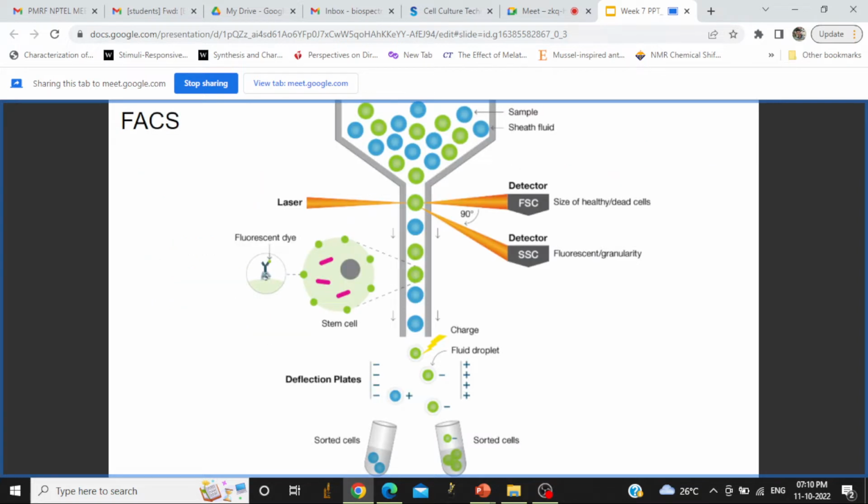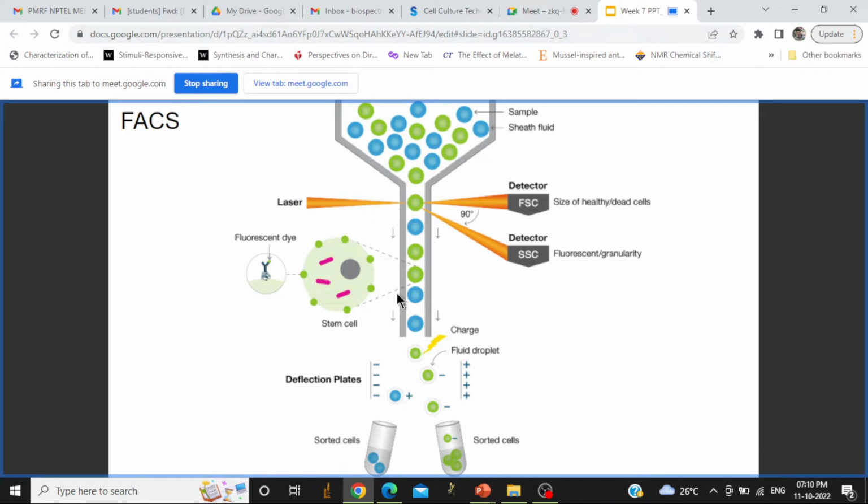I will discuss more about this FACS, fluorescence assisted cell sorting. So what happens in FACS? For example, you have a mixture of cells, different types of cells, and these cells are suspended in a sheath fluid or PBS or other fluids that are used in FACS.